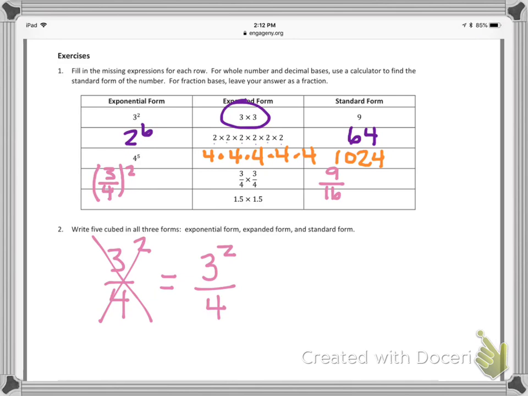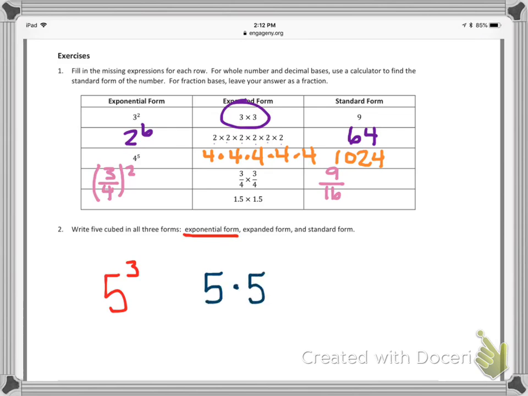Let's go back to, let me see if I can erase this quick. Yeah, let's go back to number 2 here, and we'll talk about 5 cubed in all 3 forms. So remember, cubed means to the 3rd power. So I'm going to write 5 to the 3rd power. That is exponential form because it has an exponent. I'm going to write this in expanded form by saying what is being repeatedly multiplied. The 5 is being repeatedly multiplied, and there are 3 of them. So there is expanded form.